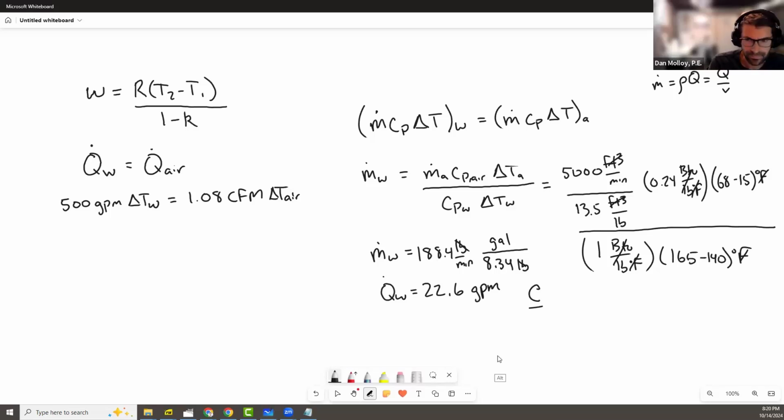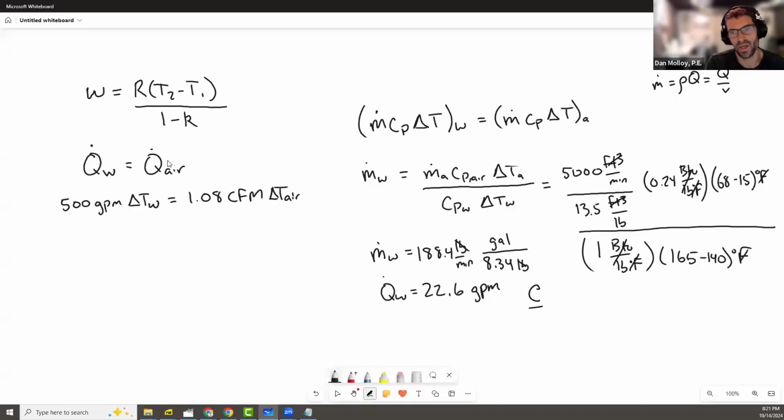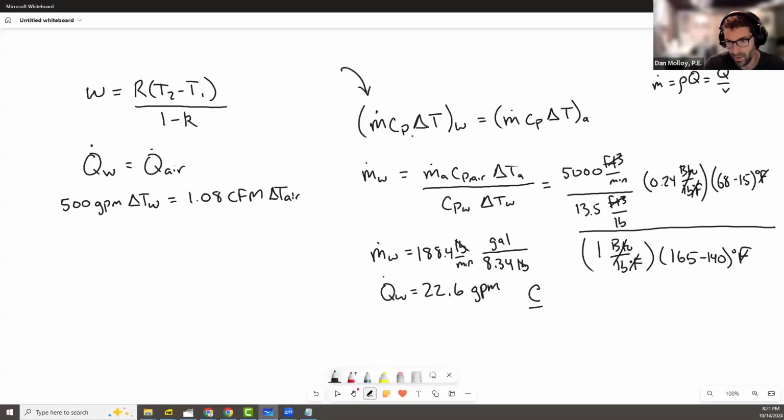So hopefully that helps. I didn't have this solution worked this way just in case, but you can certainly do this on the fly. So if you were bothered by the rules of thumb and you wanted to do it using this method instead that you prefer, you're welcome to do that. It does come out. You mentioned that you weren't able to figure it out. So hopefully this helps straighten that out.